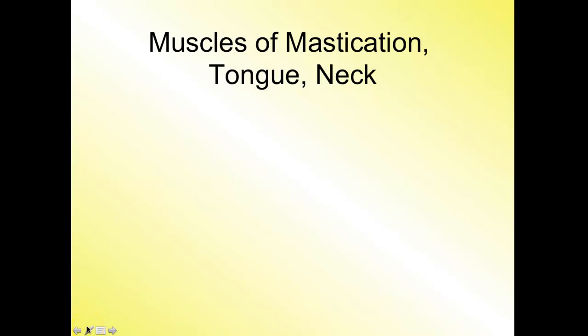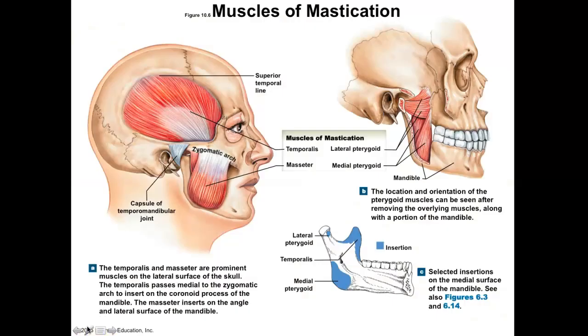This is going to be muscles of mastication, the tongue, and the neck. So we're starting on page 107 with muscles of mastication. All right, the first one on your list is called the temporalis.